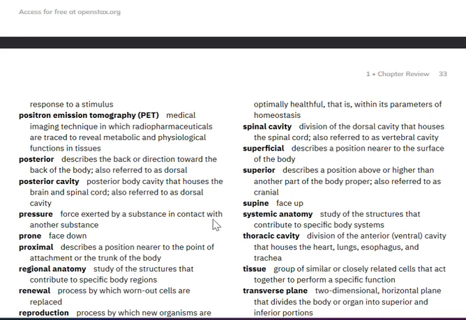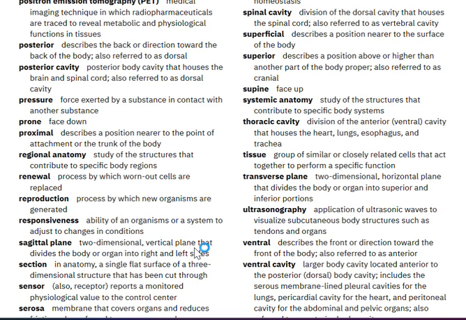PET, positron emission tomography, medical imaging technique in which radiopharmaceuticals are traced to reveal metabolic and physiological functions in tissue. Posterior, back. Posterior cavity, posterior body cavity that houses the brain and spinal cord, also referred to as dorsal cavity.